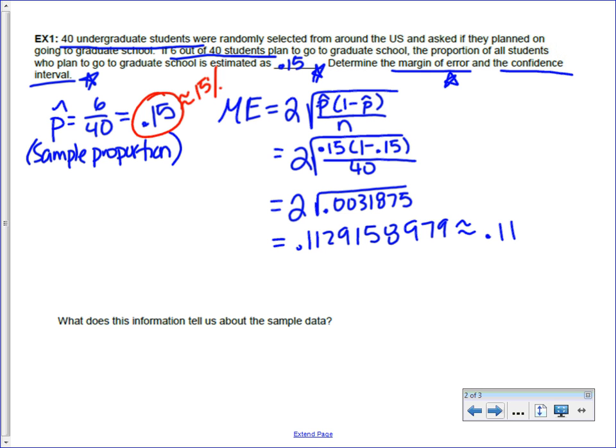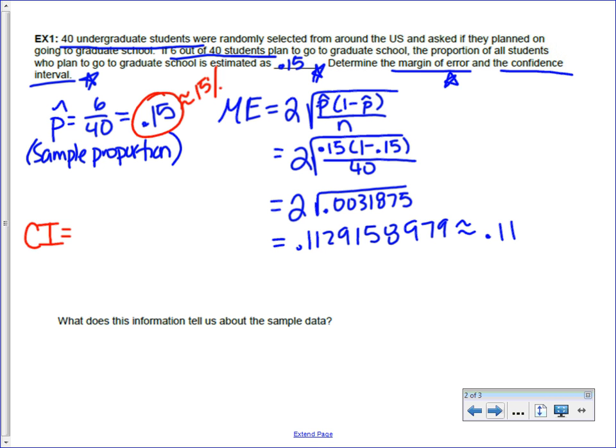Now that's a pretty small sampling, right? So that's why we have this formula for margin of error and confidence interval, because this is going to tell us actually 15% might not be correct. I might have chosen 40 students who hate school or who are not in an undergraduate major that requires them to go to graduate school. So the 15% might not be accurate. So the confidence interval is going to allow us to find a range of numbers that would be more accurate for the whole population.